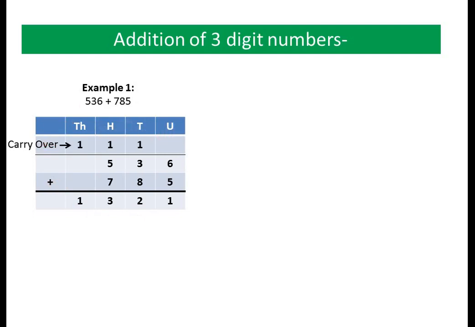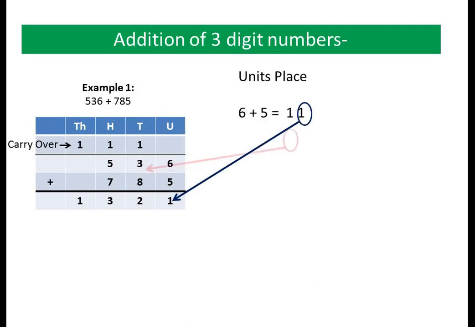So digits 6 and 5 are in units place. 3 and 8 are in tens place and 5 and 7 are in hundreds place. Write addition sign. Always start the addition from units place. 6 plus 5 is equal to 11. We will write 1 in units place and 1 is carried over to tens place.